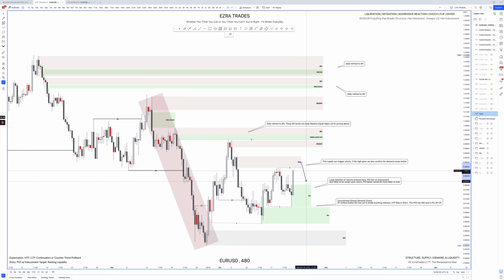Now, if the higher time frame needs that pullback, it's not going to really do too much, and we will come up higher to fill those higher prices, right? So just keeping that in mind, the importance of understanding what POIs are strong and which ones are weak will really give you an idea of the direction.